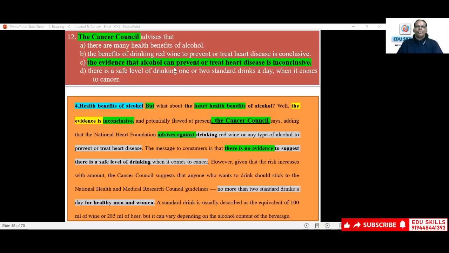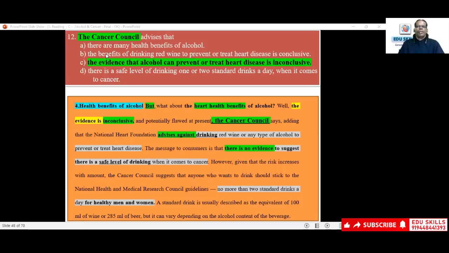Okay. So here, there are many health benefits of alcohol, but then you know what, the contrast begins with a contrast. This is mine. Okay. This is not there in the text. This is some focus or the gist of the paragraph given by me. The paragraph starts with, but what about the heart health benefits of alcohol? Well, the evidence is inconclusive. Means benefits are inconclusive, not sure. It's not found out. It's not concluded. It's not confirmed. So the very first topic sentence says it is not confirmed.